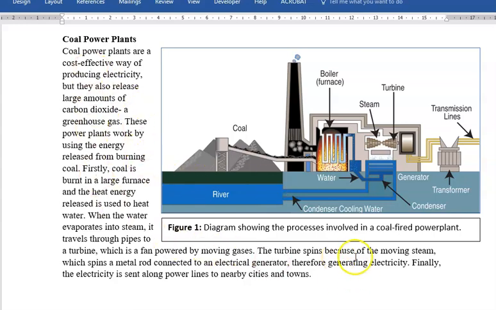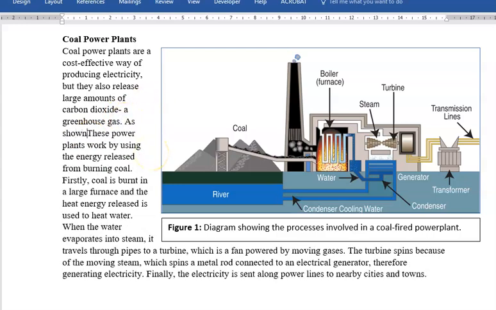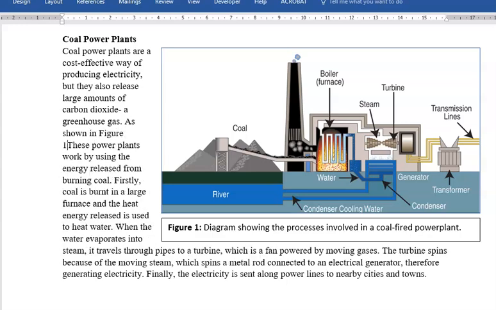So that's my paragraph explaining how the power plant works, but we need to link it to the picture now. So a really good sentence to use is as shown in figure 1, or as you can see in figure 1. So I will be adding that in here. As shown in figure 1, these power plants work by using the energy released from burning coal. So now someone, when they read this, they'll look at the picture and they'll realize that's what it shows them.